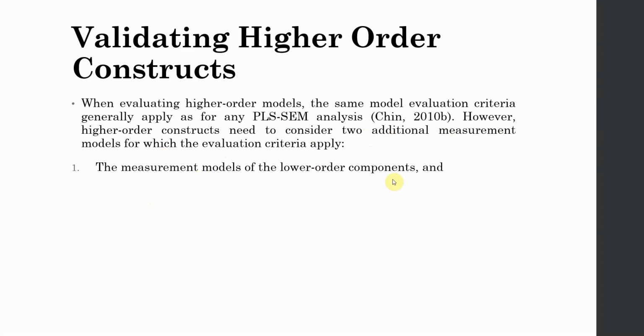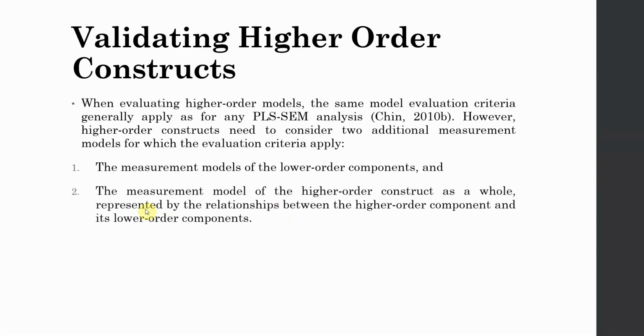The measurement model of lower order constructs. Again, when you have a higher order construct, the first step is that you validate all your lower order constructs before generating the latent variable score and using them to create your higher order constructs. The measurement model of the higher order construct as a whole. Now, next thing is you get your higher order constructs. Just the way we developed it now, you're going to get the latent variable scores and add them to your project, and then create a construct at a higher level based on the latent variable scores for the lower order constructs.